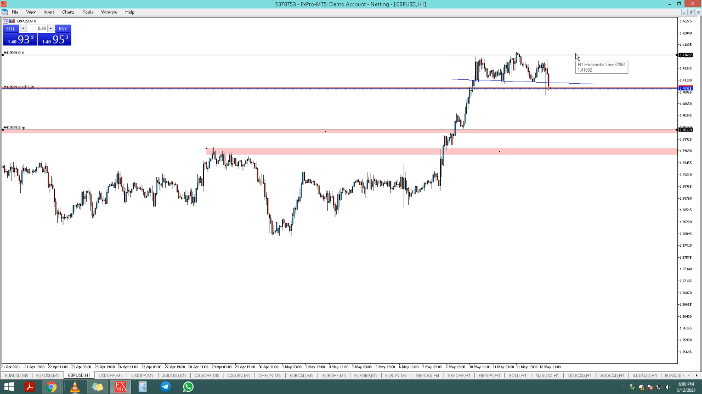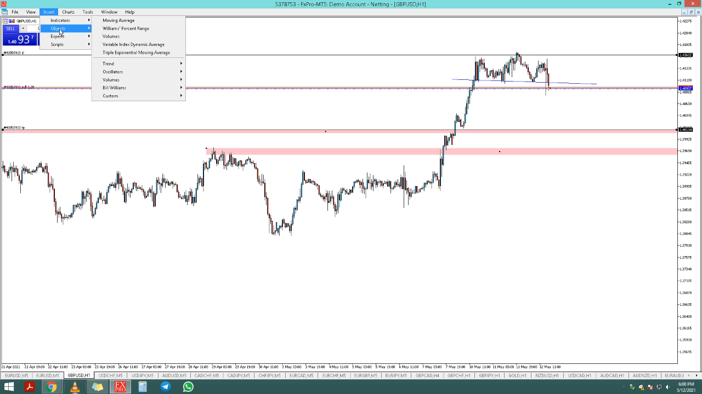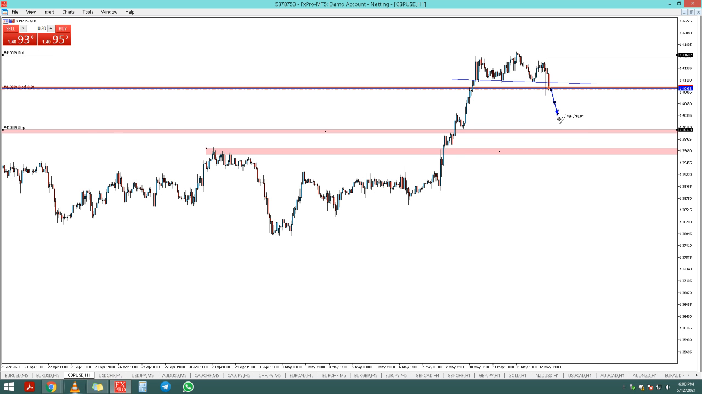Let's see how this trade will perform. We have a possibility of price dropping all the way to that point. We'll check back on this trade in 2 days time and see how it has performed, or better still, we can check it tomorrow.